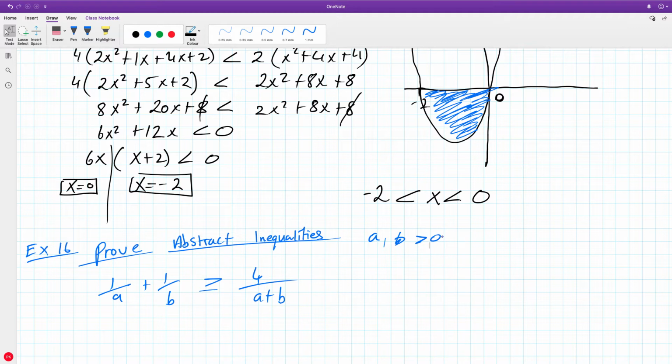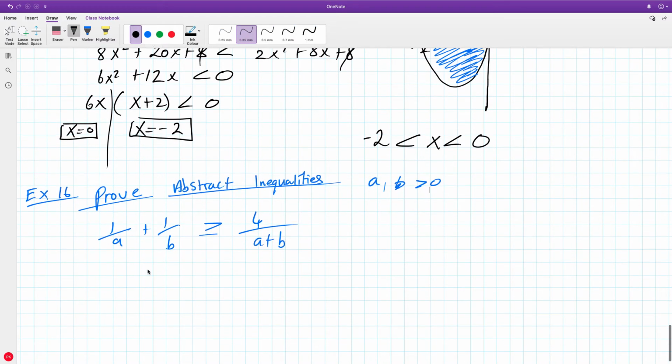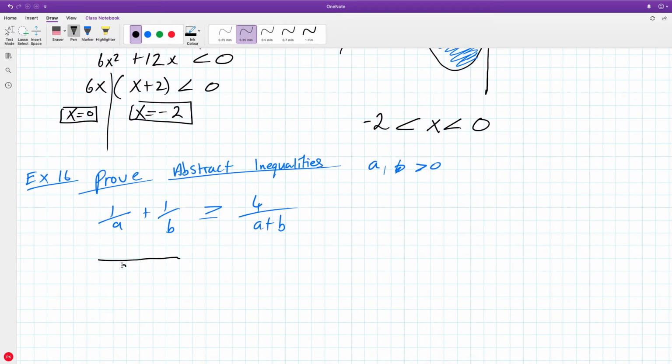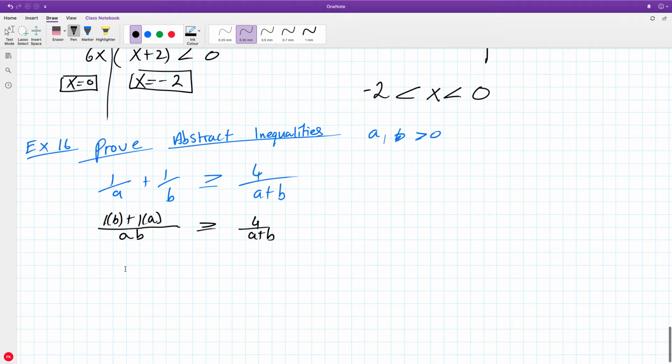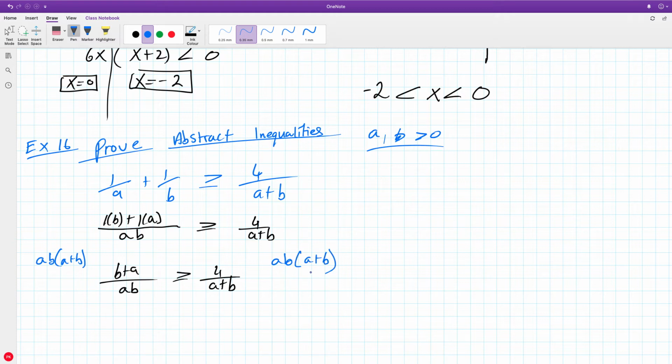Right, we have a little look at it. So, first things first, make this 1 over AB. A into AB goes 1 times B, plus B into AB goes 1 times A, greater than or equal to 4 over A plus B. So that's B plus A over AB, greater than or equal to 4 over A plus B. Right, we can multiply across by AB and A plus B. The reason for that is, I was late saying it, but A and B are greater than 0. So you can simply say AB times A plus B.